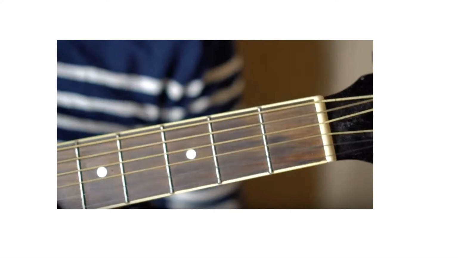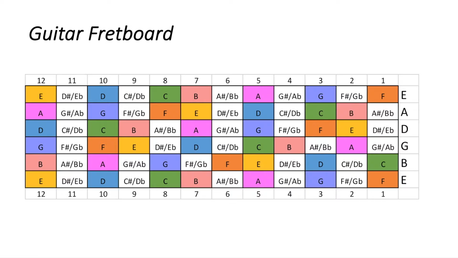And the way you count the guitar strings is from the bottom: 1, 2, 3, 4, 5, 6. So that's a quick diagram for this guitar which I've done, but let's get started now.